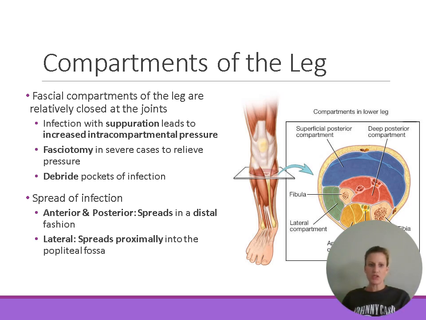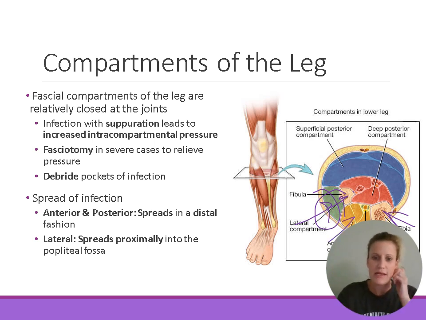So if you look at the picture here, you can see the two bones of the leg. You see the tibia here, and then the fibula laterally. Since you know the fibula is lateral, you know that this green compartment over here is the lateral compartment. Here in the front in yellow, that's the anterior compartment. And then you can see the deep posterior compartment, and then in blue, the superficial posterior compartment.